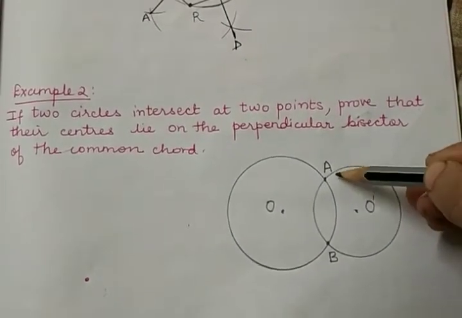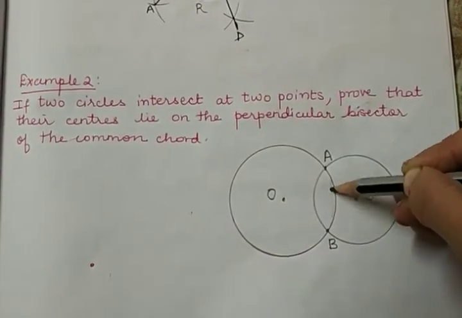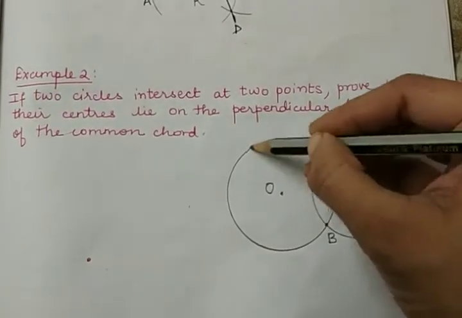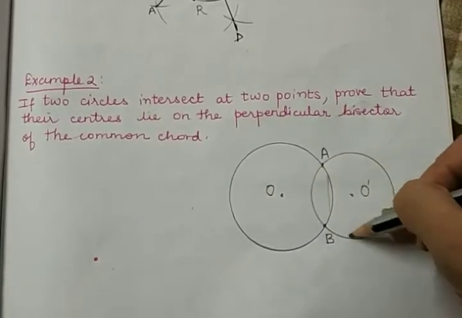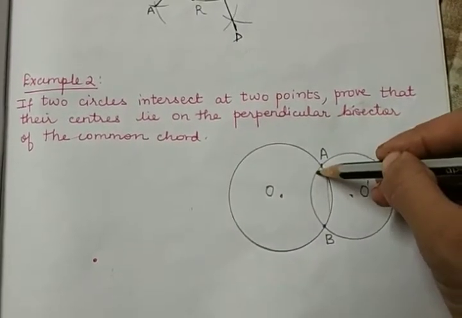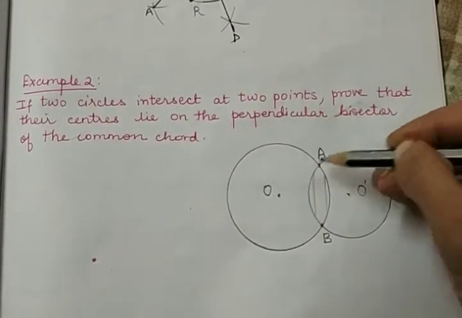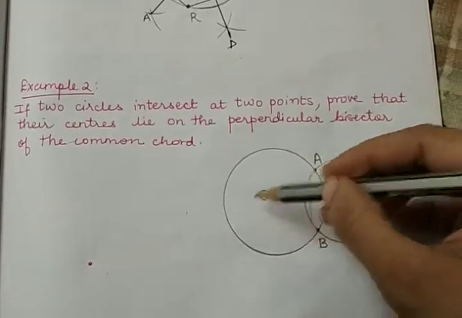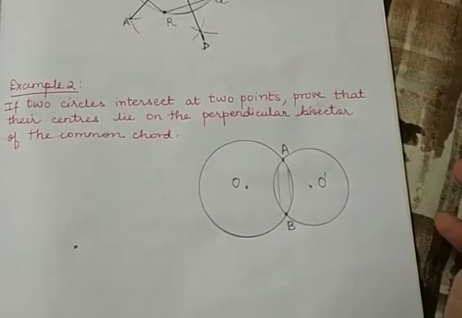Now suppose you take a chord here. If I take a chord here, this chord lies on this circle. But does this chord lie on this circle? No, it does not lie on this circle. Suppose I take some chord here, then this chord will lie on this circle. But will it lie on this circle? No. So the chord that you have to take should be common to both the circles.